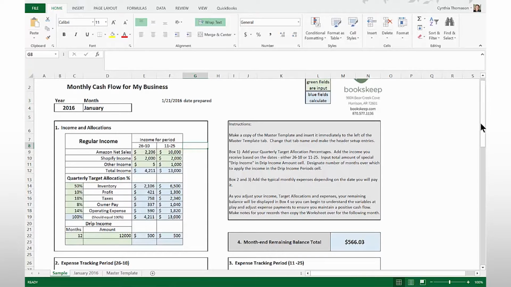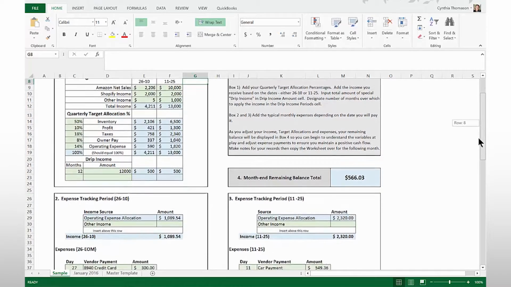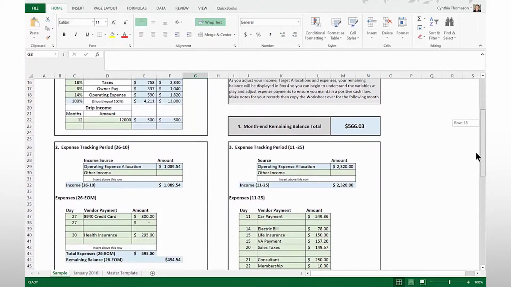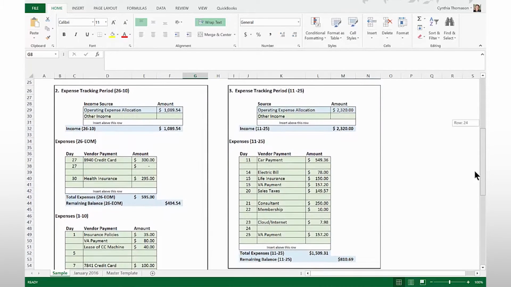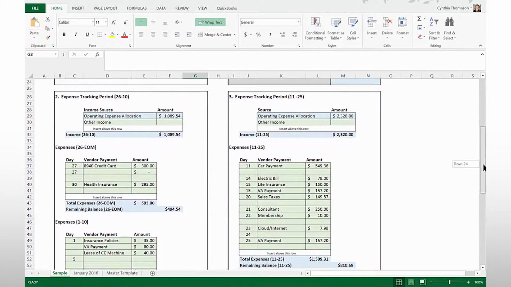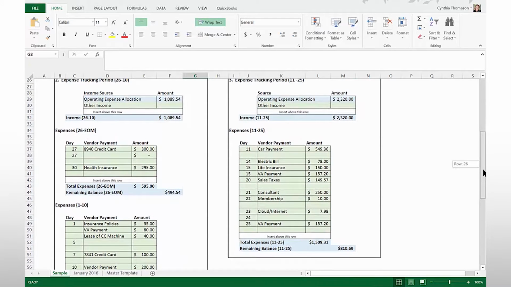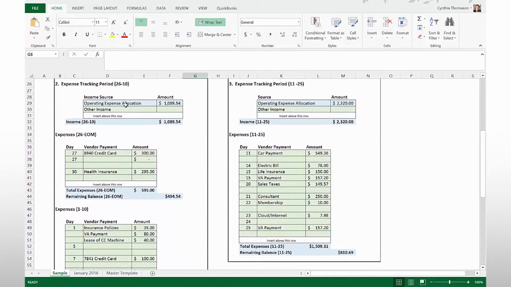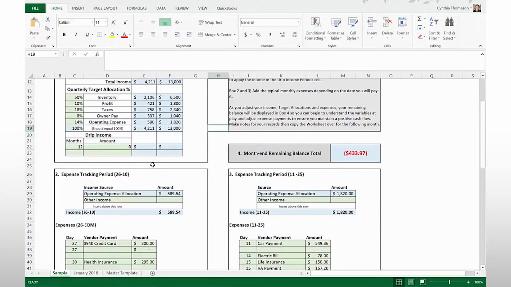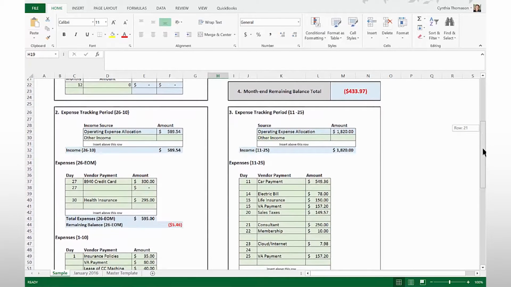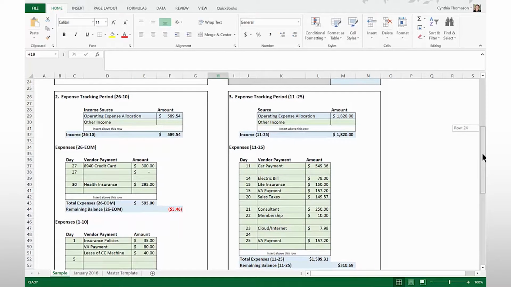So the next portion that we're going to work on in this spreadsheet is we're going to look at what we are spending money on in that time period. So I'm going to scroll down. We'll look at box number 2 because box number 2 corresponds with the time period we're working on. So our income source says that our total operating expense allocation, the income that we have to spend, is $589.54.